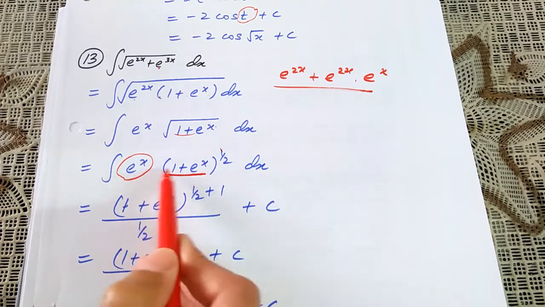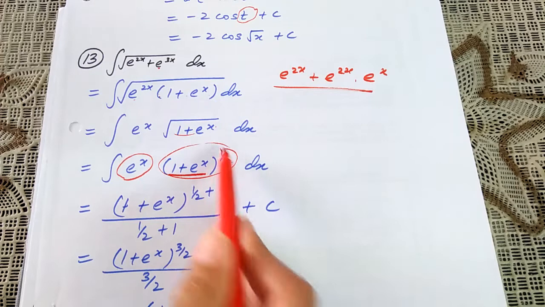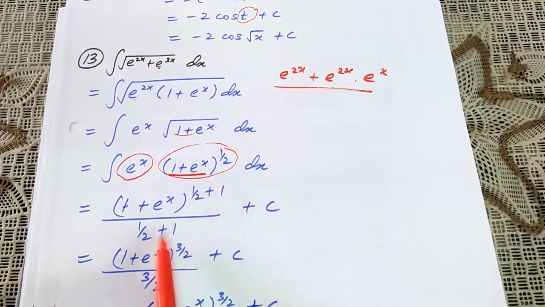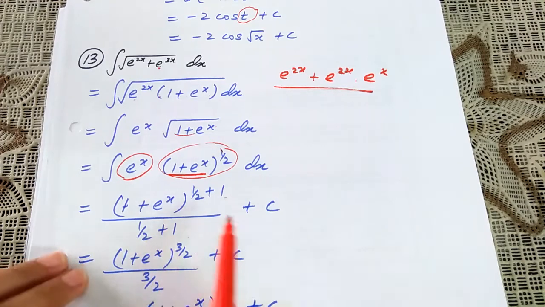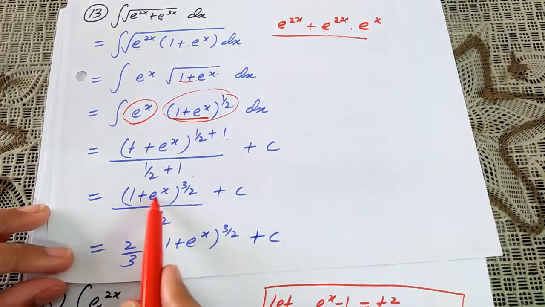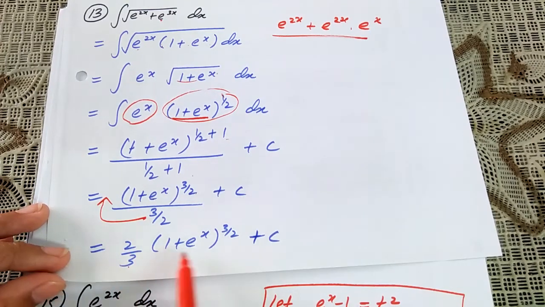So if we have the derivative in multiplication form, then we can add 1 to the power in the main function and also divide it by that power plus 1. Simplifying this power, we get 1 plus e raised to power x to the 3 by 2 over 3 by 2. This will become 2 by 3 times the same function as this.